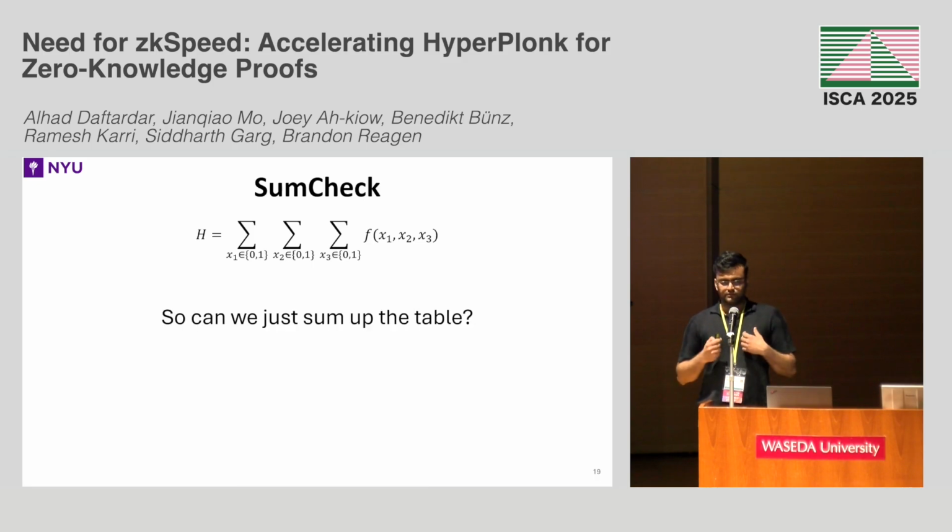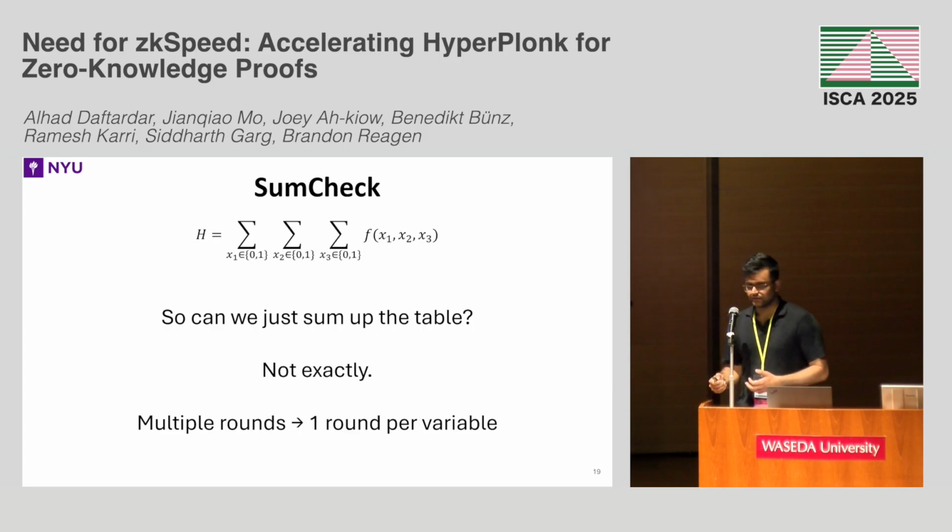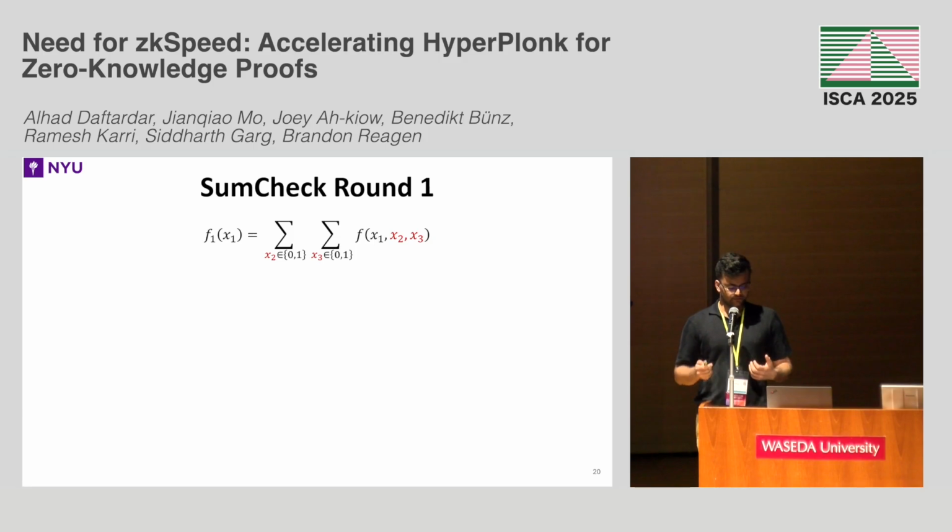Does this mean we can just sum up the table? Unfortunately, the answer is no. This is because in SumCheck, we have to engage in a multiple-round protocol where each round is responsible for making a claim about one variable in the polynomial. So there are 3 variables in this example, so we run 3 different rounds of this protocol. Today, I will just be talking about one round of this protocol, but please note that the rest of the rounds follow recursively. So in the first round of SumCheck, we're going to make a claim about the variable x1 by summing over the variables x2 and x3.